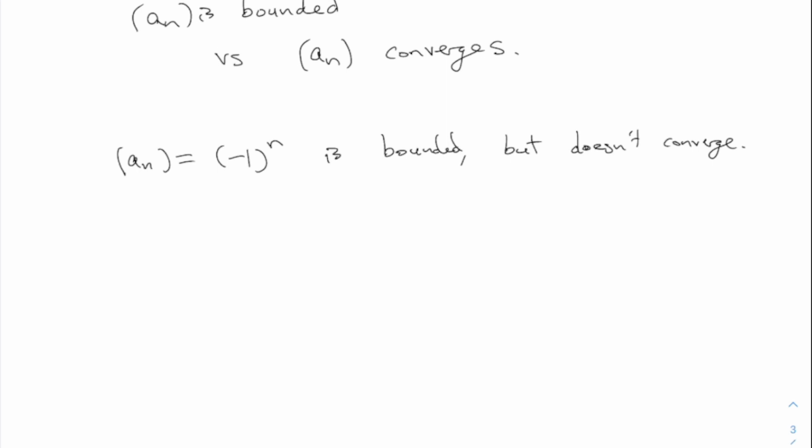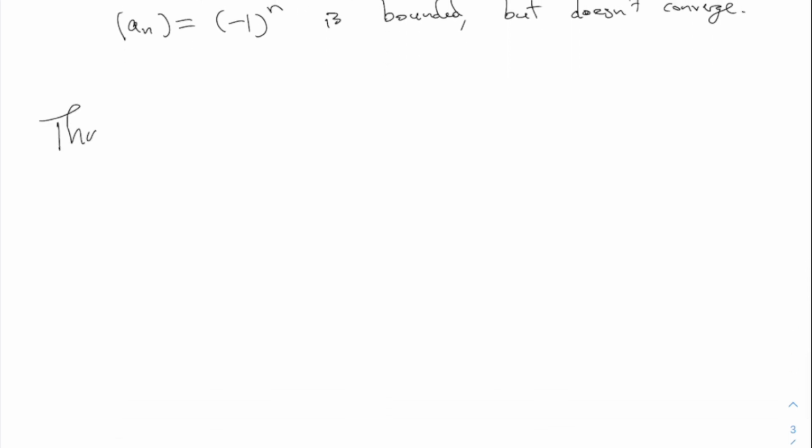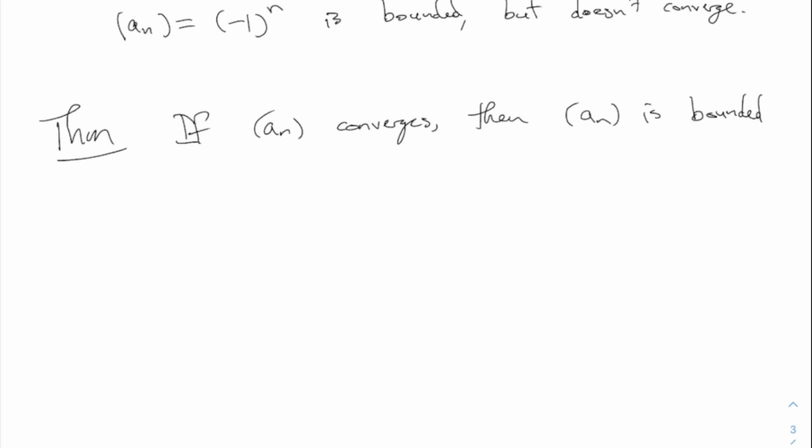Actually, that is impossible. So this is our first property of limits. I'm going to write it as a theorem. If a_n converges, then a_n is bounded. This is a basic fact about convergence. The other way around is not true. It can be bounded but not converge. But if it converges, it must be bounded.